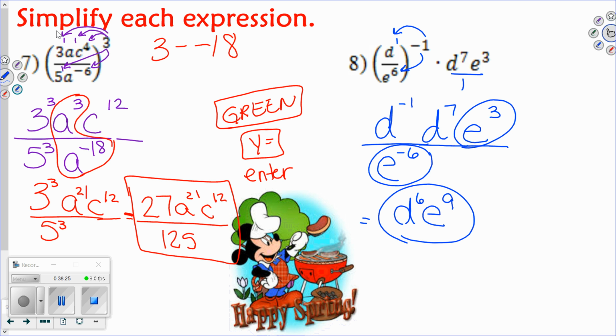Some students try to move negative exponents before they put stuff together, and you can. There's nothing wrong with that. I just told you I'm a lazy mathematician, though, right? I did not move it first, so did I even have any to worry about at the end of this problem? No. You can do it. It's just going to give you extra steps.